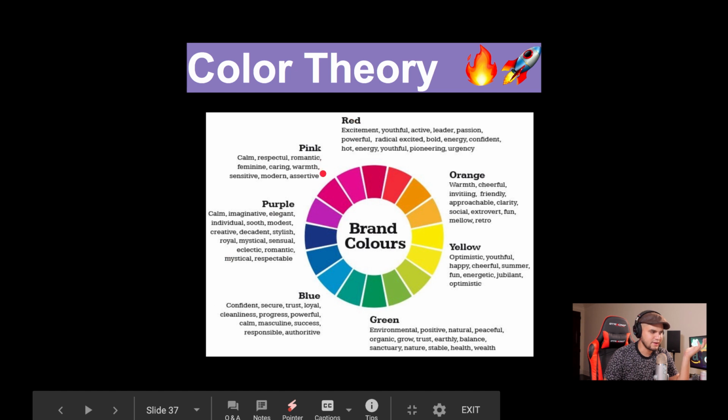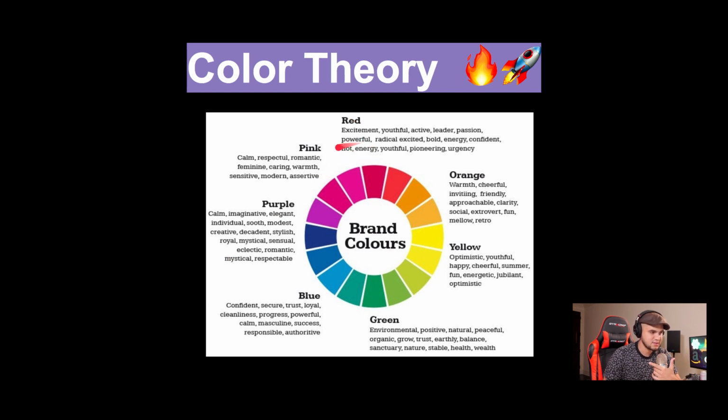Another one would be red. Red is synonymous with excitement, youthful, active leader, passion, powerful, radical, excited, bold, energy, confident, hot, pioneering, and urgency. The most important one here, in my opinion, is urgency. All of these pretty much are synonymous with urgency. If you think about it in the real world, red means blood. If you see blood, it's like, holy shit, that's urgent. We have to take care of that right now. Let's go. We're pretty much animals, part of nature, and we have triggers that developed because of color. All of these are part of that.